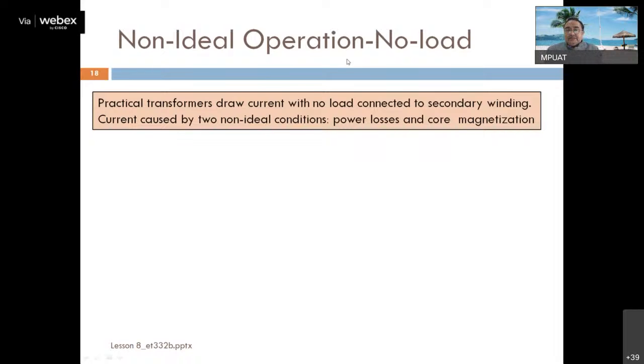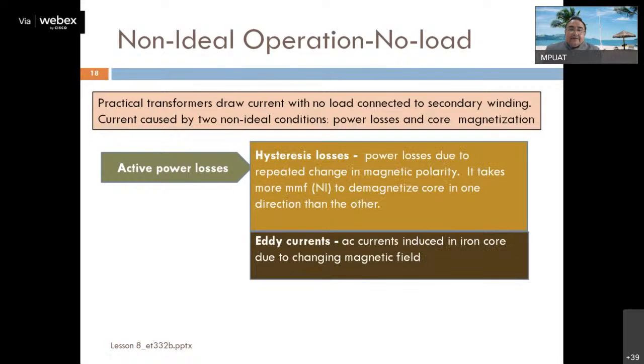And this current is due to two non-ideal conditions, the same conditions which we assumed to be zero in the ideal case. Now the same two conditions will be present here, that is the power loss and the core magnetization. First is the active power loss.